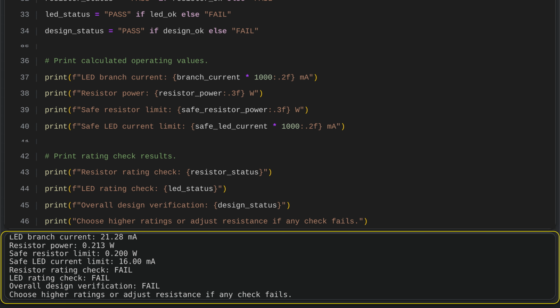This script checks whether a simple LED circuit operates safely by comparing calculated LED current and resistor power against derated limits. Using a 12-volt supply, a 2-volt LED, and a 470-ohm resistor, it applies an 80% safety factor to the resistor's quarter-watt rating and the LED's 20 milliamp rating. It then reports the calculated values, marks the resistor and LED as pass or fail, and gives an overall design result with a warning if adjustments are needed.